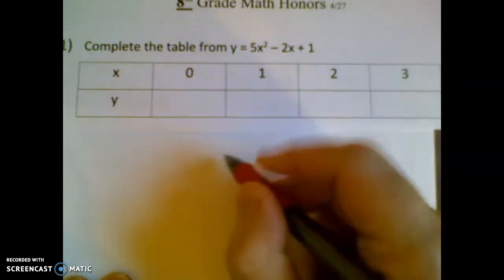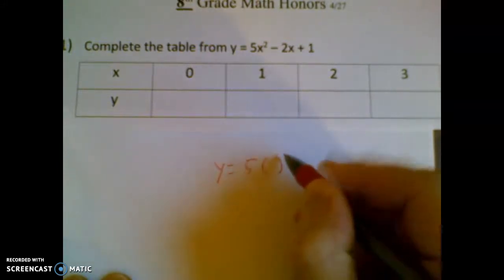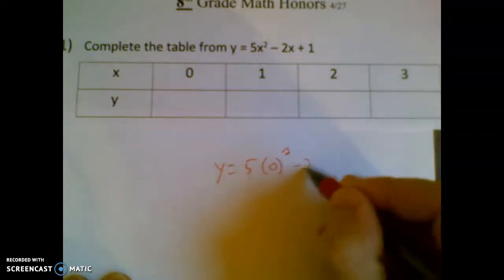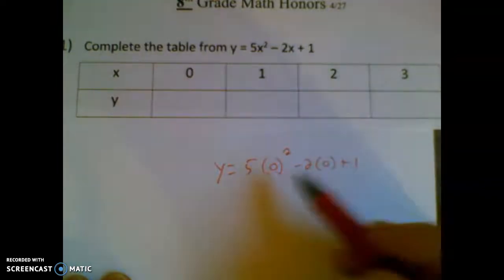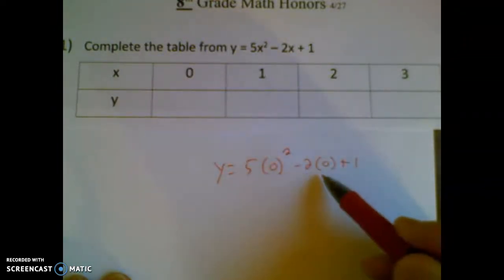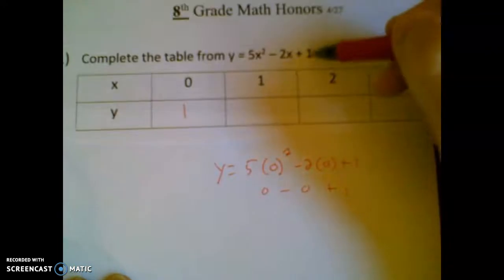So if x is 0, you go y equals 5 times, not x squared, but 0 squared, minus 2 times 0 plus 1, and you solve that. Well, 0 squared is 0, times 5 is 0, 2 times 0 is 0, plus 1. So you end up with 0 minus 0 plus 1, which is 1. And of course, that's going to be your y-intercept.